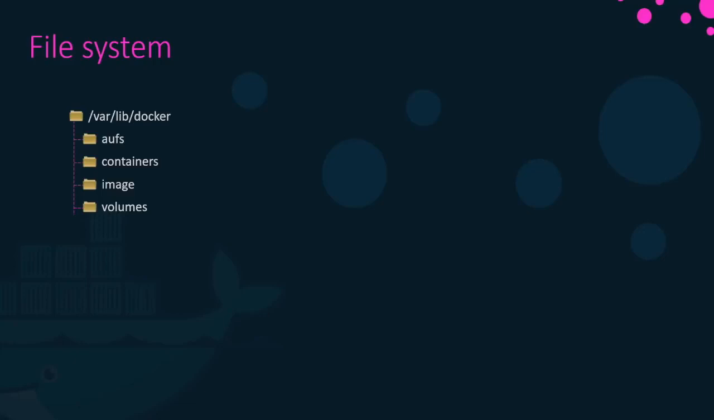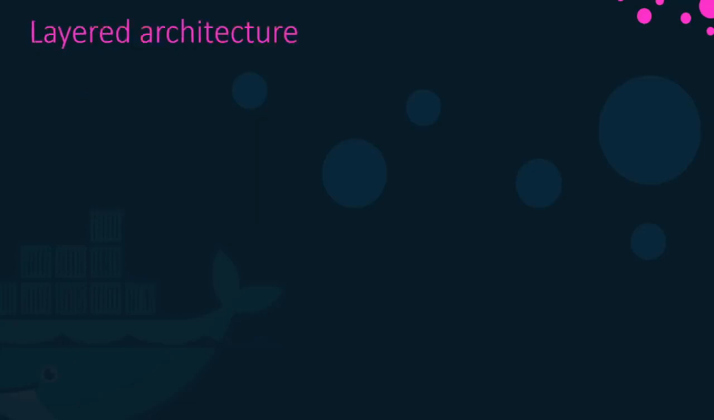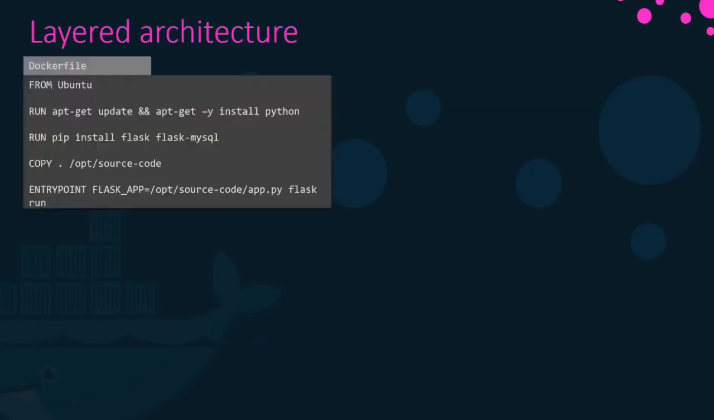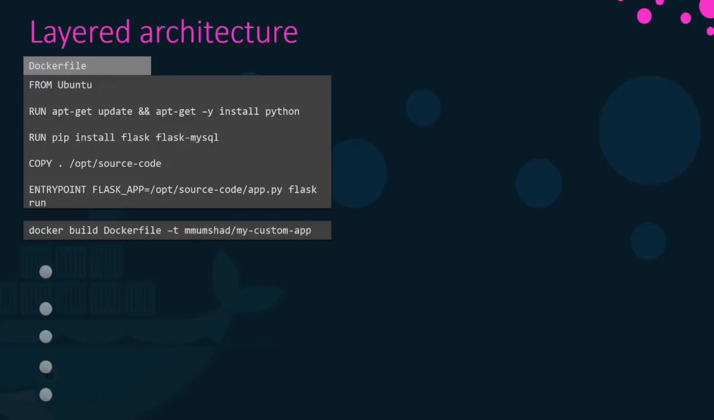So how exactly does Docker store the files of an image and a container? To understand that, we need to understand Docker's layered architecture. Let's quickly recap something we learned. When Docker builds images, it builds these in a layered architecture. Each line of instruction in the Dockerfile creates a new layer in the Docker image with just the changes from the previous layer.